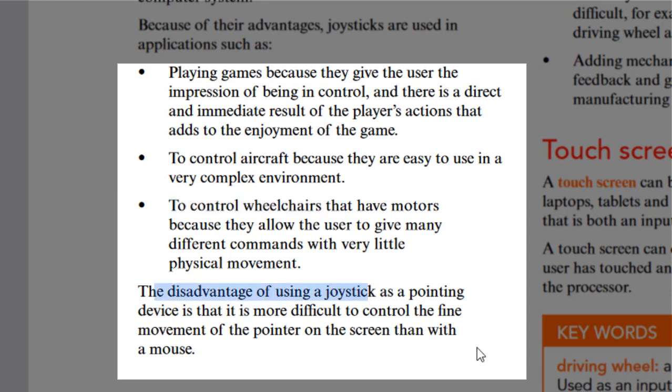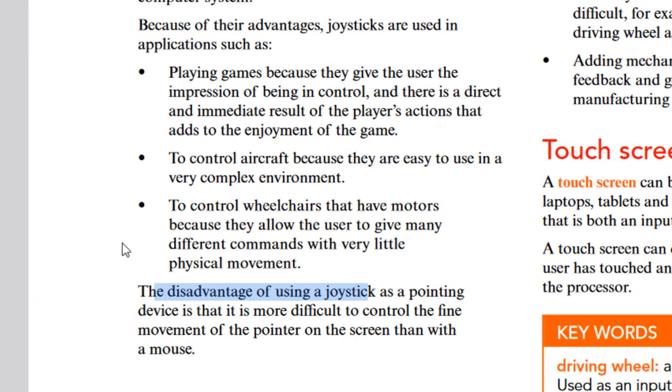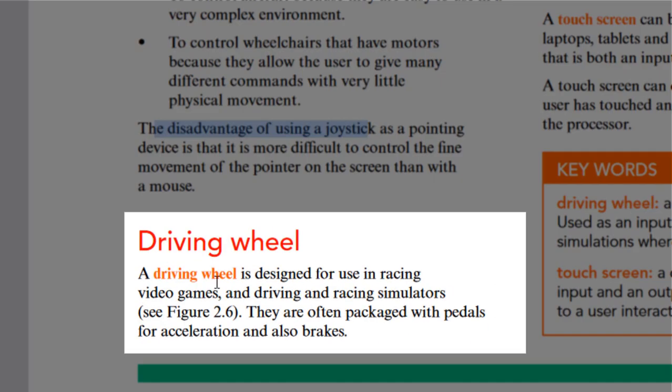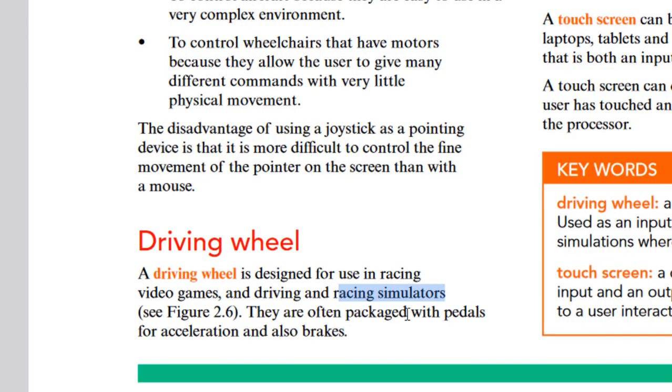The disadvantage of using a joystick as a pointing device is that it is more difficult to control the fine movement of the pointer on the screen than with a mouse. I mean, it's better to use a mouse to control a pointer on a computer than a joystick. Moving on to a driving wheel. A driving wheel is designed for use in racing video games and driving and racing simulators. They are often packaged with pedals for acceleration and also brakes.